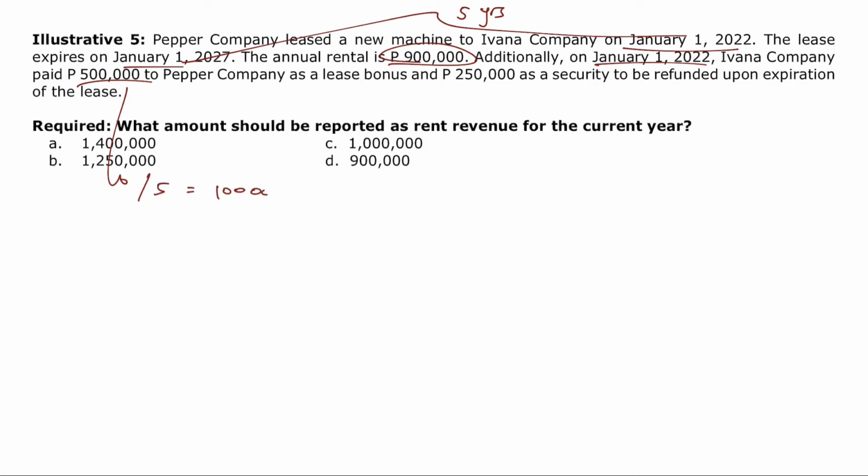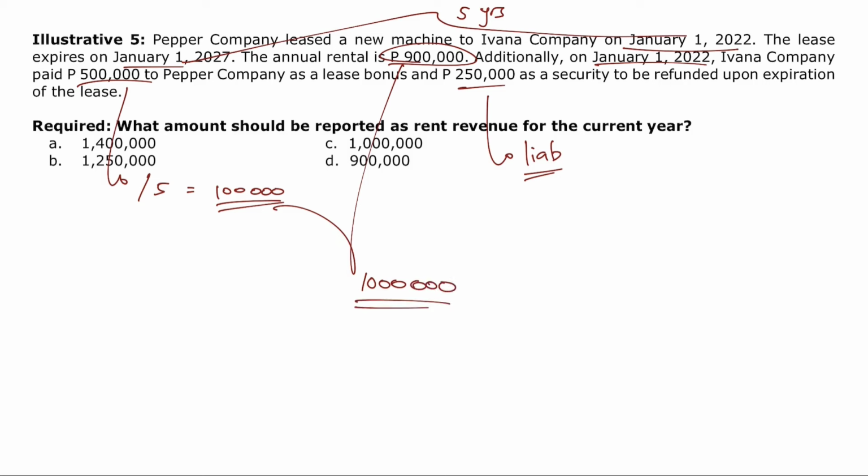See to it now, no? 100,000 ang ini-income natin every year. Okay? And then, naka-receive din tayo ng 250 security deposit to be refunded, no, upon the expiration of the lease. Liability naman po ito. Because sabi natin, ang refundable security deposit, binabalik mo yan kay lessee. So, kung ang tanong is kung magkano daw ba yung rent revenue for the current year, our final answer will just be equal to 900 plus 100,000 or this is equal to 1 million pesos. That's why illustrative problem number 5, Charlie, will be our final answer.